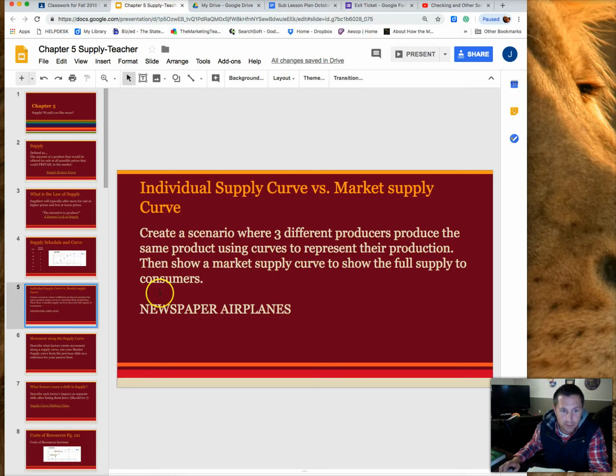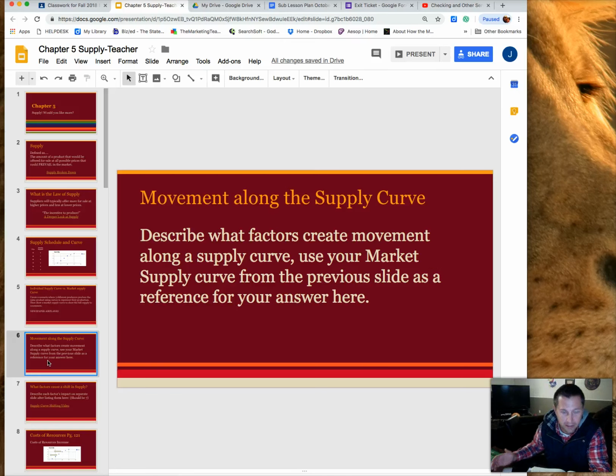When you come down to the next piece, remember the newspaper airplanes that we built and the boats, and you were the individual supply, and together as a group you were the market supply. After that, yesterday we ended with movement along the supply curve and the factors that caused that. If you want to remind yourself what happened in the text there, that page was 120, 119, and 118. There's a little bit of explanation in each one of those. Really, 119 and 120 were the best part where it said a change in quantity supplied. You can take a look back at that.